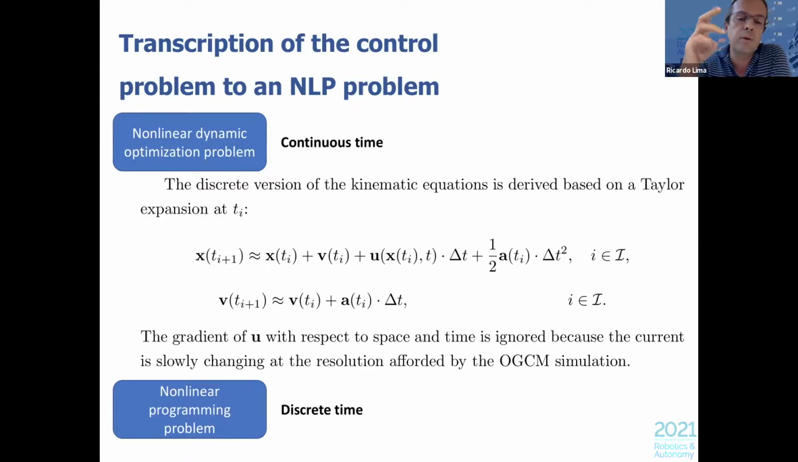In our first paper with the mixed integer nonlinear programming, we tested different levels of detail of these expansions, where we consider, for example, the gradient of u with the position. In this case here, the gradient of the current with respect to the space and time is ignored, because, as I'm going to show you in some data in a case study, the current is slowly changing at the resolution that is afforded by our data.